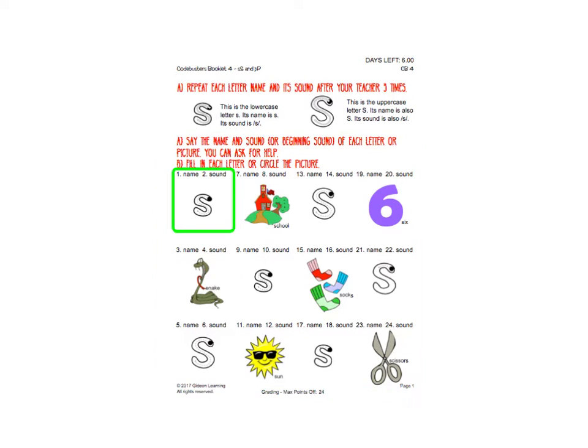First, we'll read the directions. Say the name and sound or beginning sound of each letter or picture. You can ask for help if you're not sure what the picture is. Then fill in each letter or circle the picture. This is lowercase letter S. Its sound is S. And now you can write your lowercase letter S. This is snake. Its beginning sound is S. And now you can circle the snake.